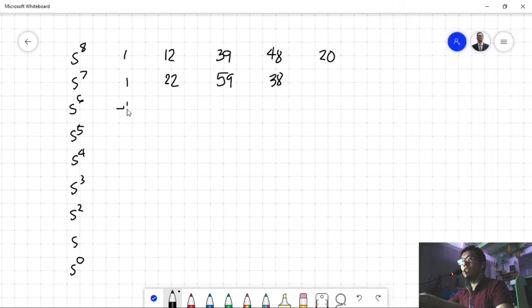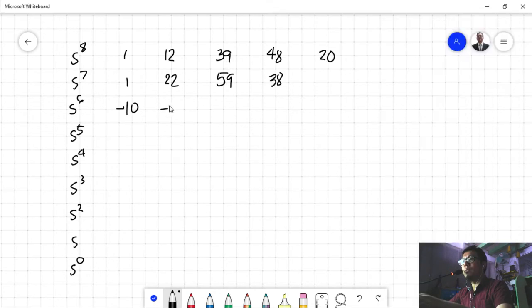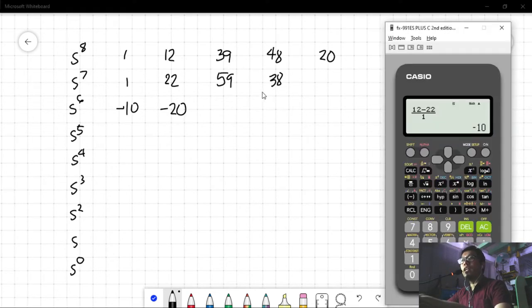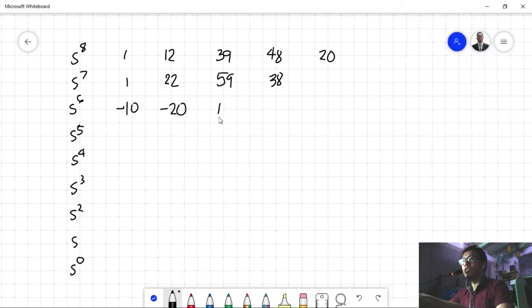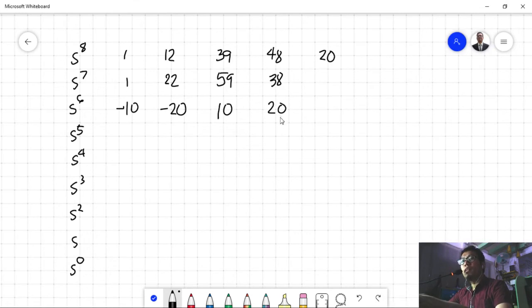Okay, so this is negative 10. And then we will have 39 minus 59, so that's negative 20. Okay, and then this is 48 minus 38, so that should be 10. Okay, and then this is 20. That's again 0 to.